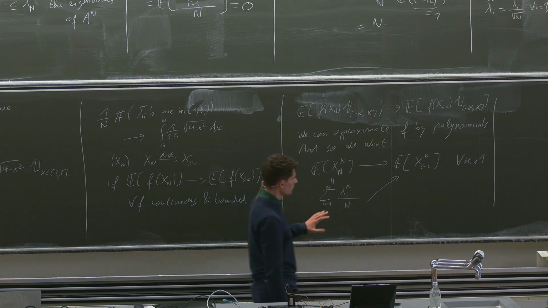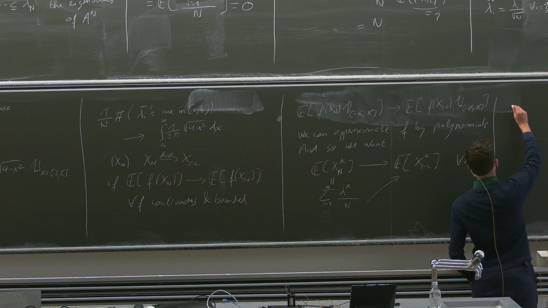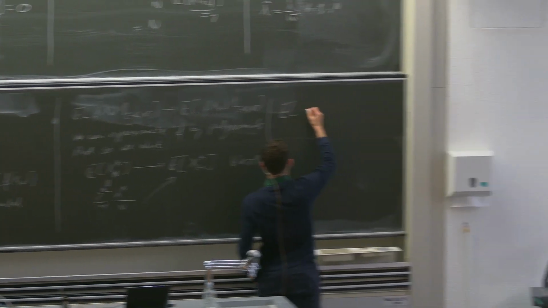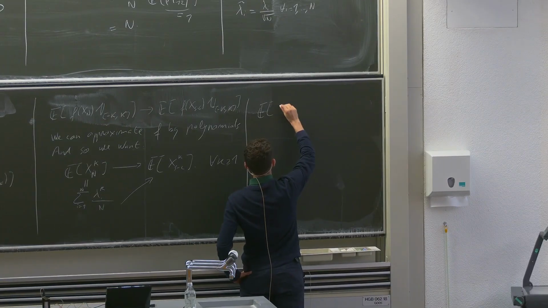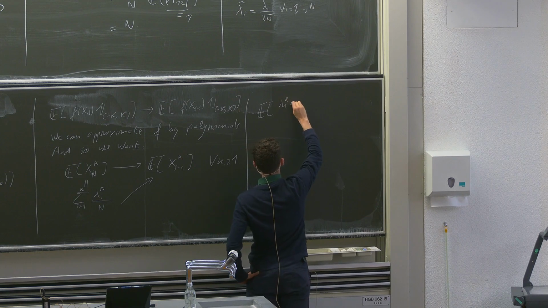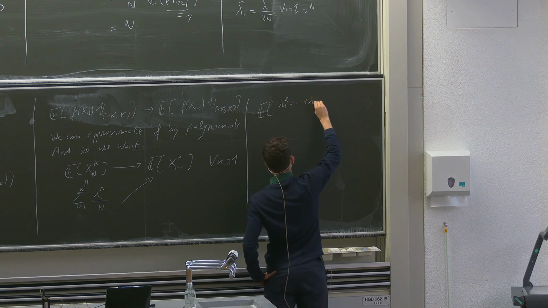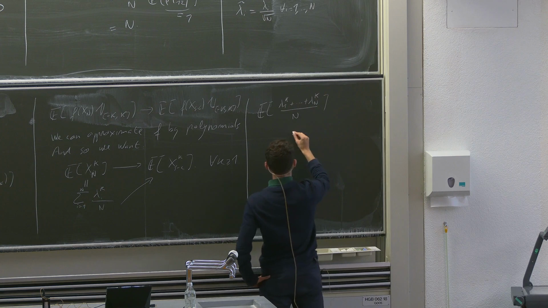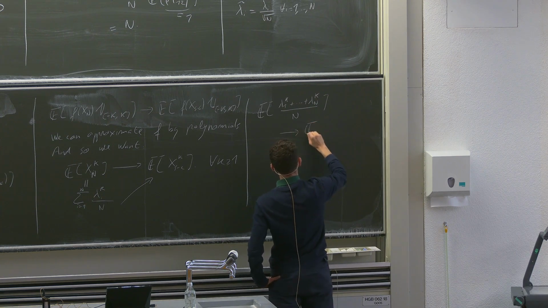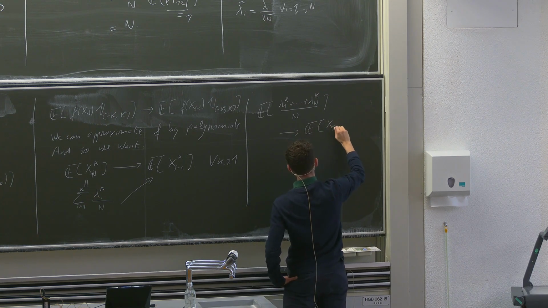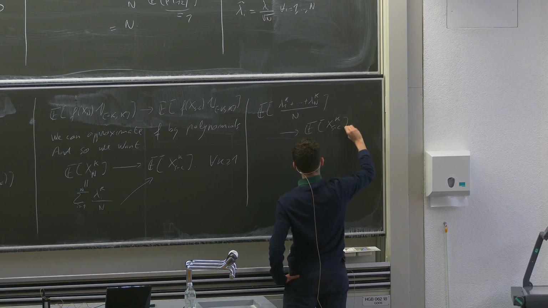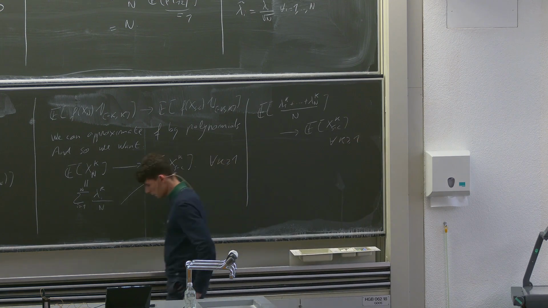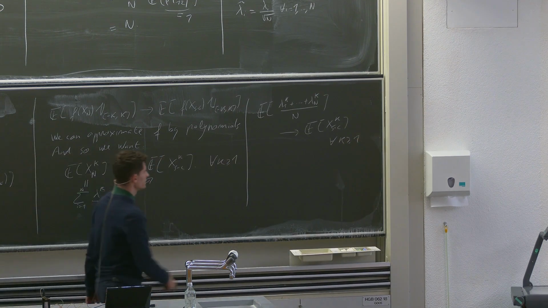So to justify what I'm going to show: what I'm going to show is that the expectation of lambda 1 to the k plus, up to, lambda n to the k, divided by n, goes to the expectation of x semicircle to the k for all k bigger than 1. So now we have to compute this quantity.